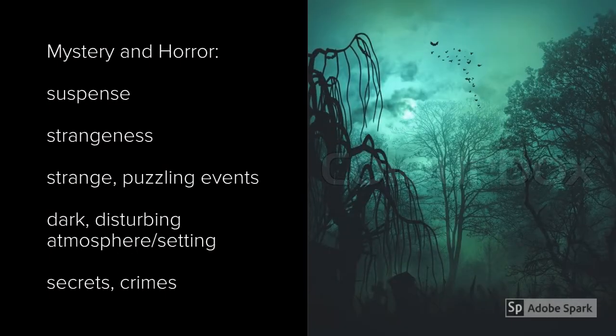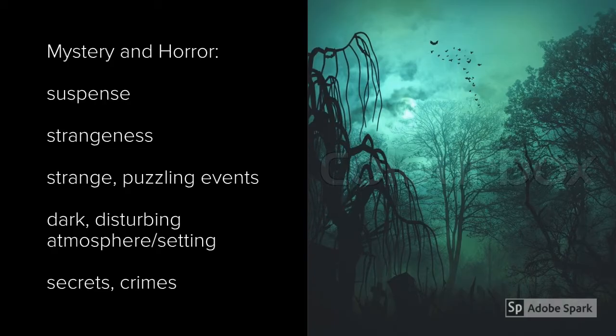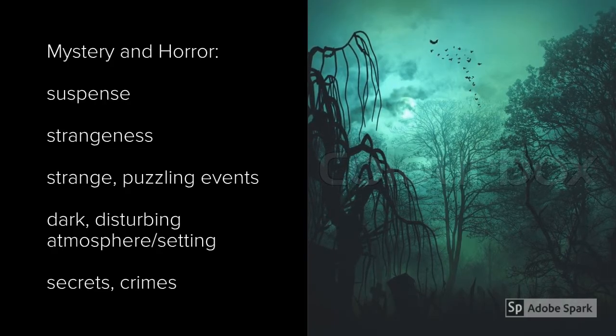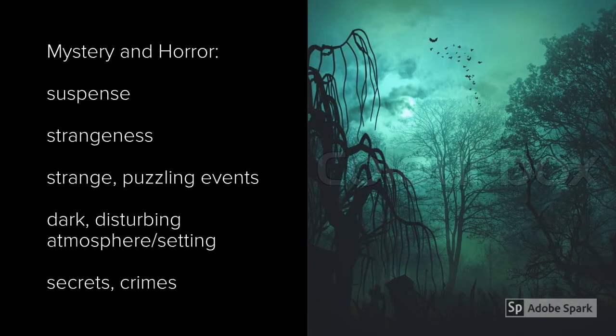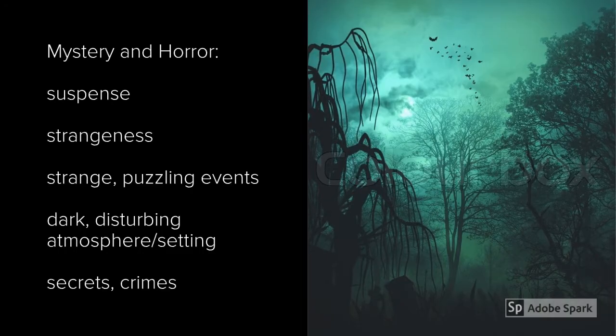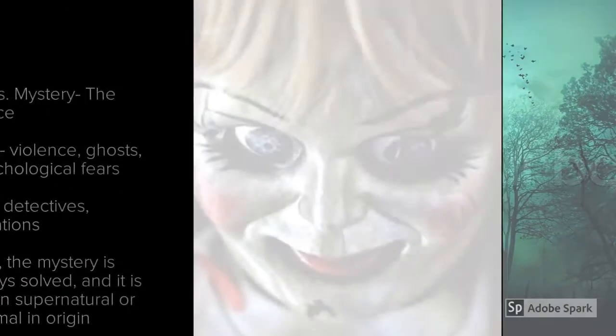So, I'm going to talk about the genres of mystery and horror together because there are a lot of similarities between them. Horror and mystery stories often have a lot of suspense, strangeness, and puzzling events. Usually, they have a dark or disturbing atmosphere or setting, and there are always secrets or a crime. So, all of these things you can find in both the mystery and horror genres.